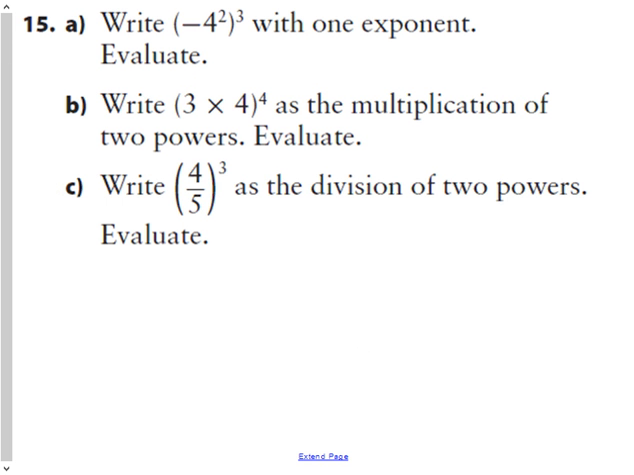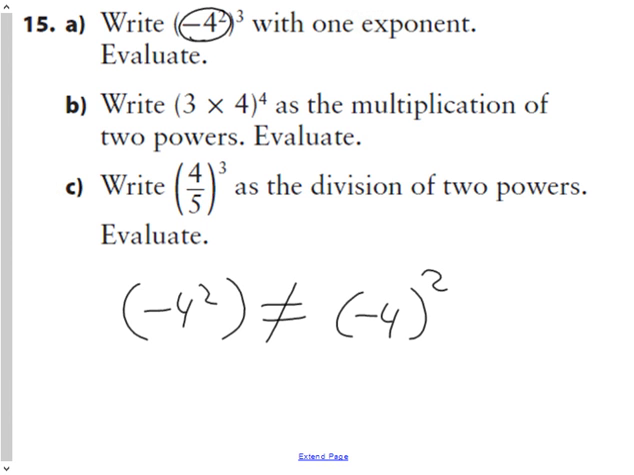Question 15a says write this with one exponent. Oh, this is interesting. Now, this number here, negative 4 squared, is in brackets. This is not the same thing as this number. I want you to think about that for a second. The brackets are around there, and I don't know why the brackets are even here because you don't really need them. Oh, I know why they're there. They're there to separate the 3, right? So this is not the same thing as this. So here's what you would do.